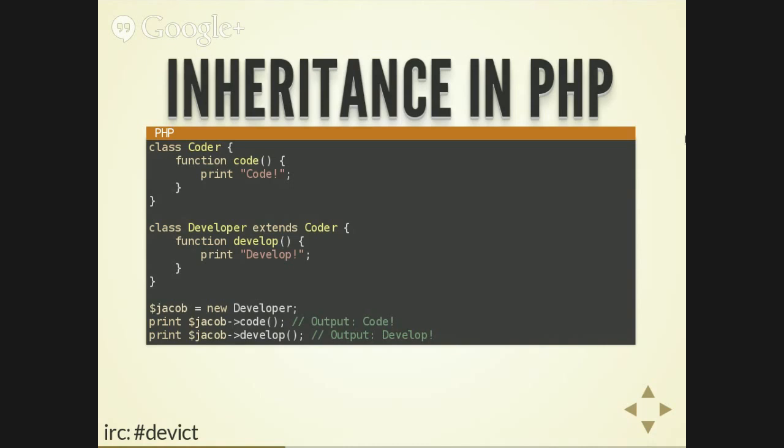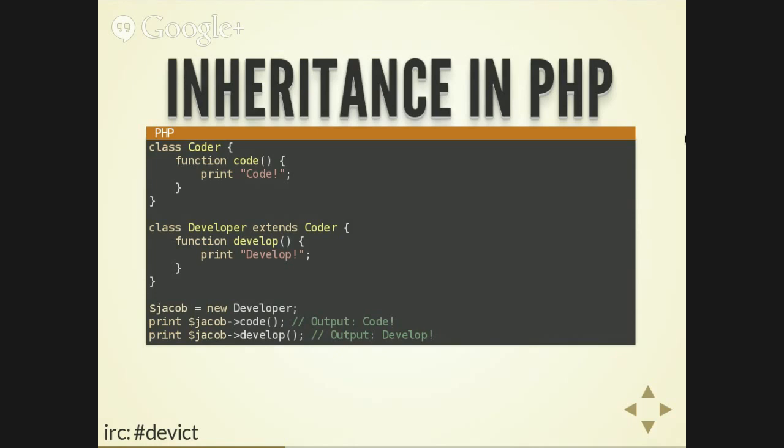I've printed too many times, so if you ignore this. When I say Jacob code, it outputs code, because Jacob is a coder. I said Jacob new developer, but because developers are coders, when I say Jacob code, it knows I inherited that method from my parent class, so I know how to do that. If I say Jacob develop, then that works too.